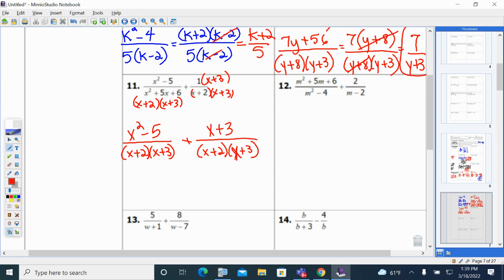Now we can combine our tops and keep our bottoms. So x squared minus 5 plus x plus 3 is going to be x squared plus x minus 2. Notice how I went ahead and put that in standard form.